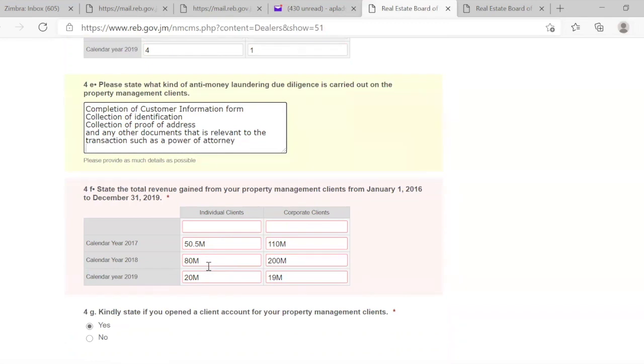The next step is to state the total revenue gained from your property management clients from January 1, 2016 to December 31, 2019. I said before, this one should indicate December. I'm sorry, 2016. So you'd start here to input the data. Revenue here is basically the amount of revenue that you would collect on behalf of the property management entity that you are managing, right? So let's say in 2016, you collect $20 million for them, you just put in 20 million. If you have no corporate clients, you just put 0. If you didn't collect any money, you can just simply put 0 and you proceed.